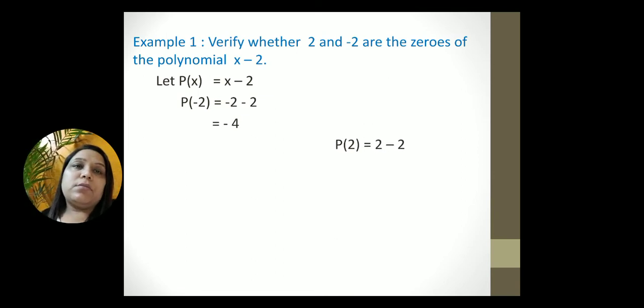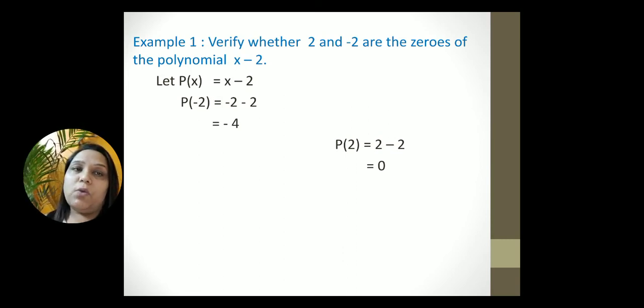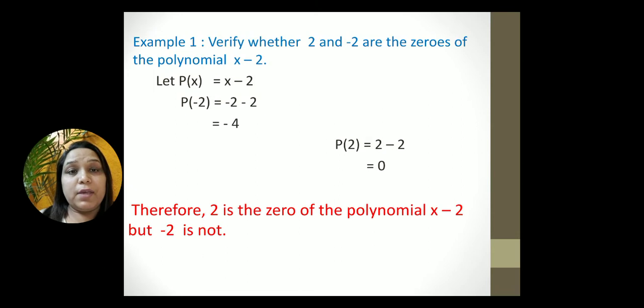So its value is not equal to 0, it is minus 4. Next, the second value is x is equal to 2. If we put p(2), then it is 2 minus 2, and 2 minus 2 is 0. It means we are getting 0 when we put x is equal to 2. It means it is giving us the value of the polynomial 0. So what will be our conclusion? That 2 is a zero of the polynomial, but minus 2 is not.